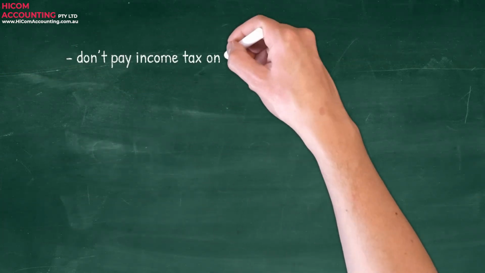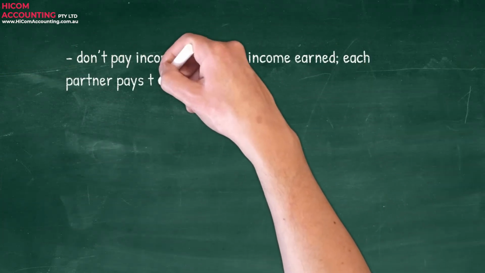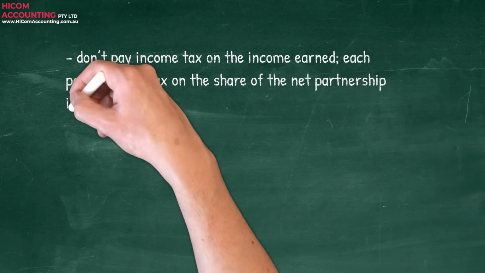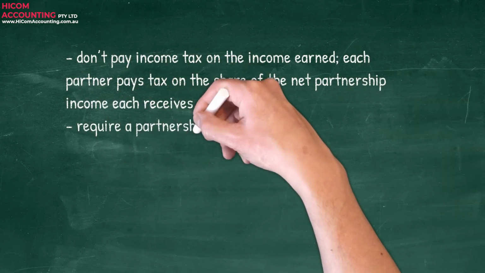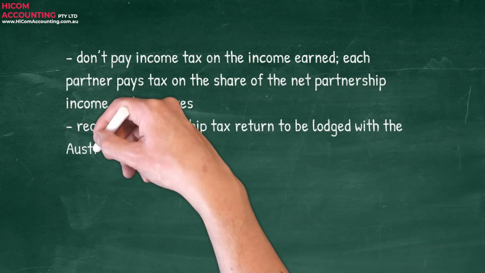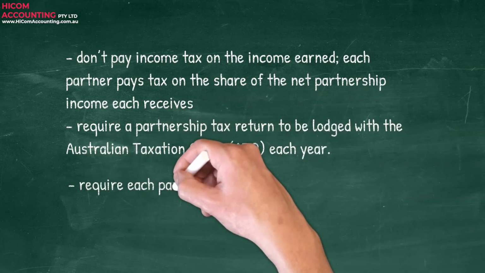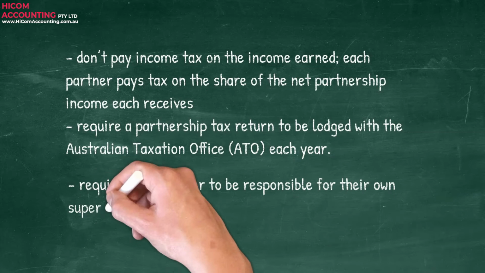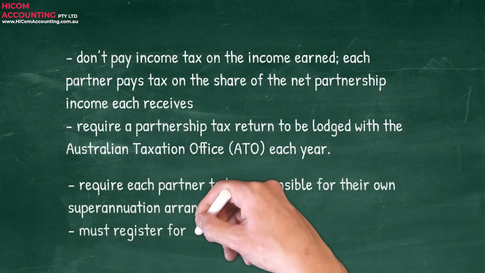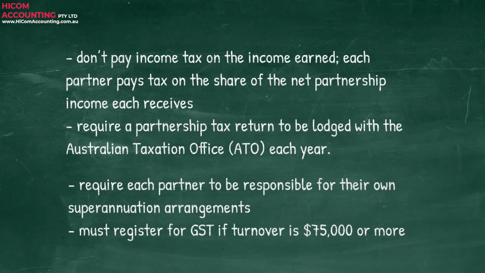Don't pay income tax on the income earned. Each partner pays tax on the share of the net partnership income each receives. Require a partnership tax return to be lodged with the Australian Taxation Office, ATO, each year. Require each partner to be responsible for their own superannuation arrangements. Must register for GST if turnover is $75,000 or more.